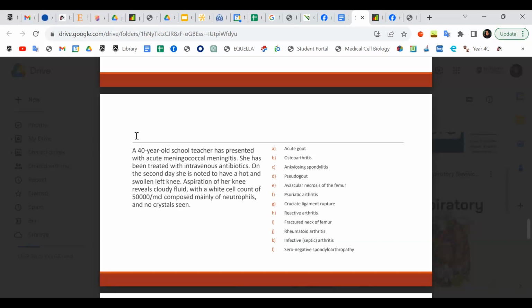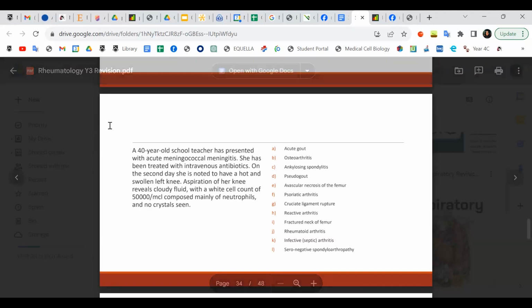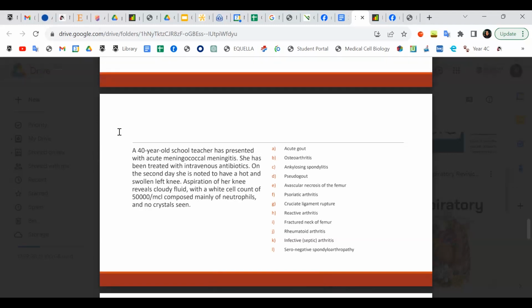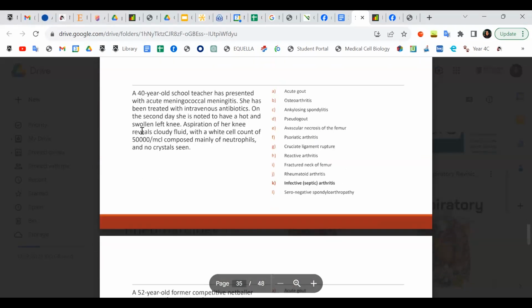Meningococcal meningitis. She had IV antibiotics. Next day, she has a hot and swollen left knee. Aspiration of the knee showed cloudy fluid. No crystals. Straightforward. Yes, say it out loud. Shout. Yeah, septic arthritis. Cool.